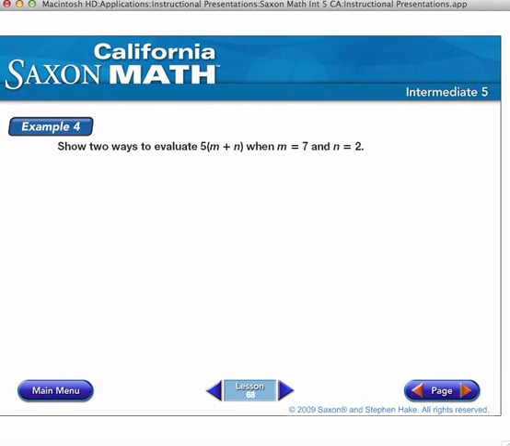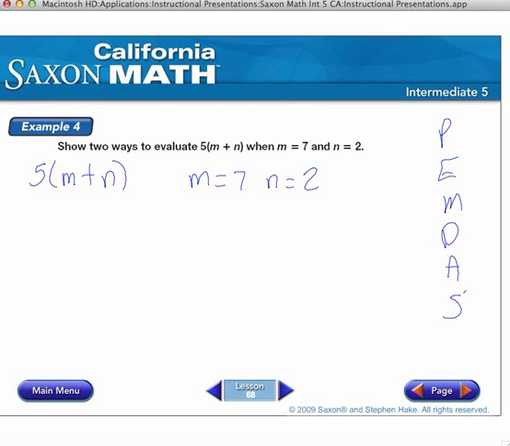Show 2 ways to evaluate 5 times m plus n when m equals 7 and n equals 2. Okay, so we have 2 ways to do this today. We're going to start with PEMDAS. Okay, and I'm going to start by writing my problem. 5 times m plus n, m equals 7, n equals 2.